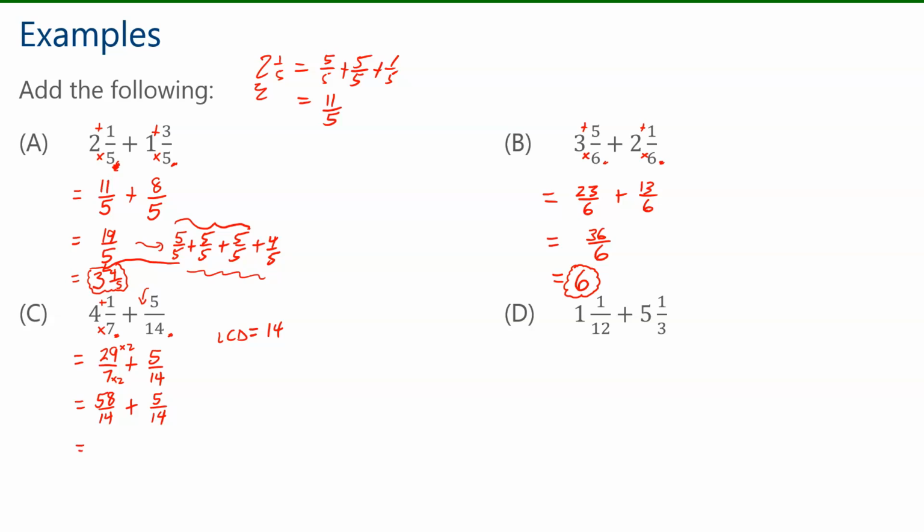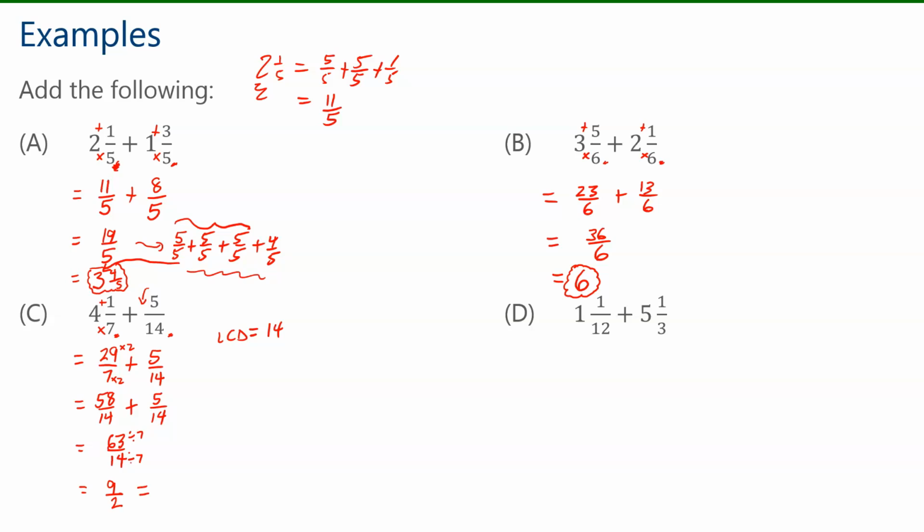Now, 58 over 14 plus 5 over 14. Copy down my common denominator. Add the numerators. 63 over 14. There's our improper fraction. Can it reduce? Yes, indeed it can, because 7 is the GCF for 63 and 14. 63 divided by 7 is a 9. 14 divided by 7 is a 2. And by reducing this improper fraction, it makes it a lot easier now to convert to a mixed number.